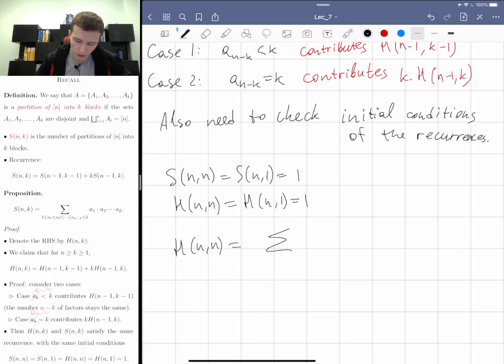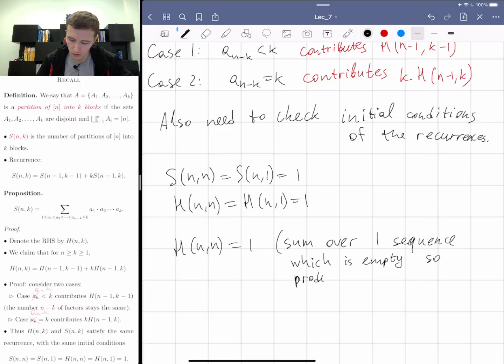Basically, there is just one sum over one object, which is an empty sequence, and the product over an empty set is always 1. So it's equal to 1, because it's the sum over one sequence which is empty. So the product of terms is equal to 1.